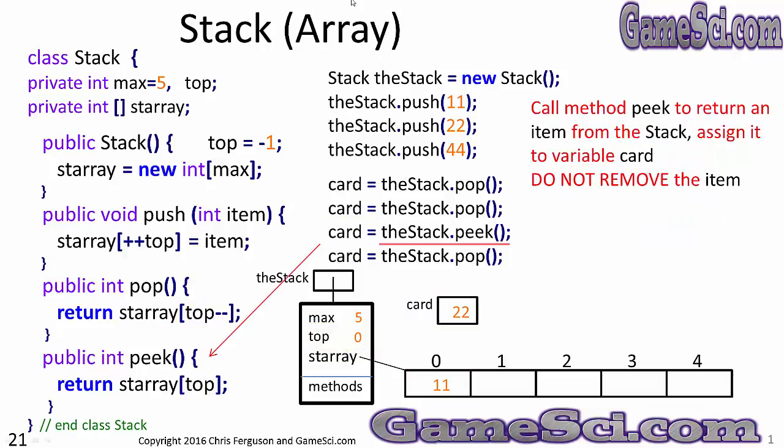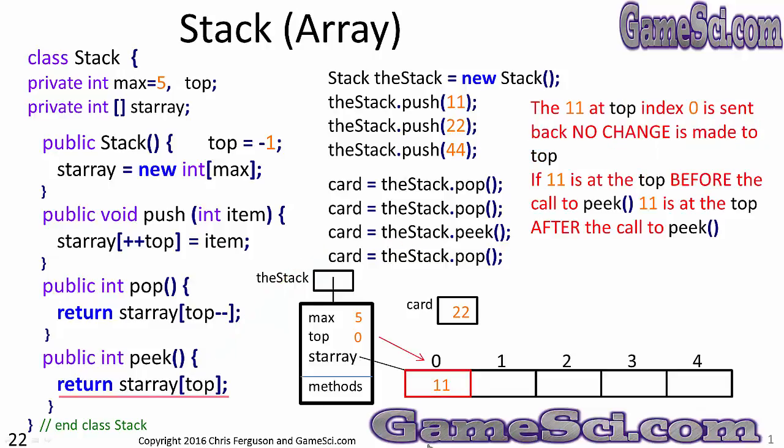Let's return back and execute the next line of code after that. Now we're going to do just the peek command. We'll call the peek method and return an item from the stack and assign it to the variable card. The big difference here is we do not remove the item. We return the top of the stack, but we do not remove it. It stays on the stack. So let's see how peek executes.